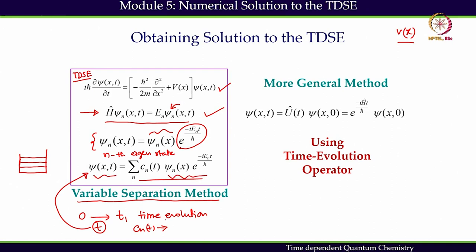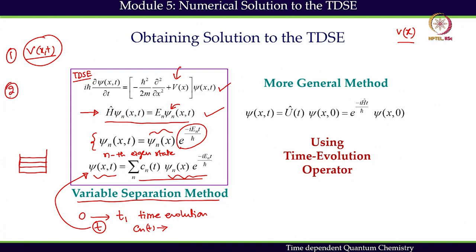That's the way we have seen the variable separation method, and its usage in solving the TDSE. But we have to remember that if the potential has an explicit dependence on time, let's say V(x,t) here instead of V(x), in that case the variable separation method cannot be used anymore. So this is one concern we have.